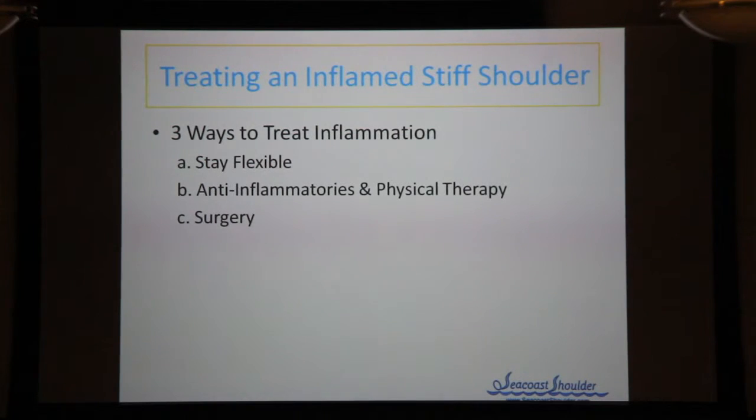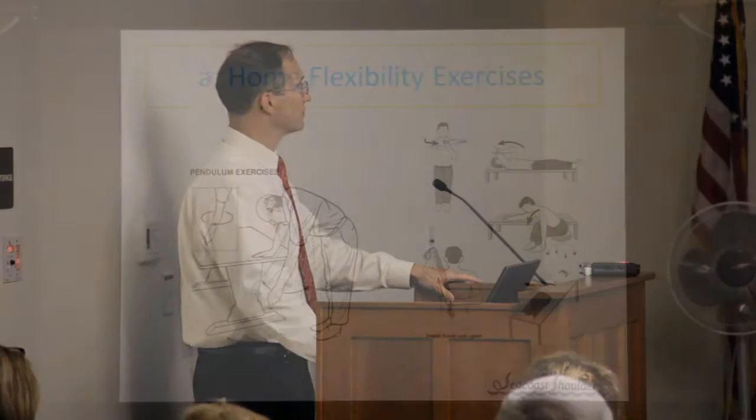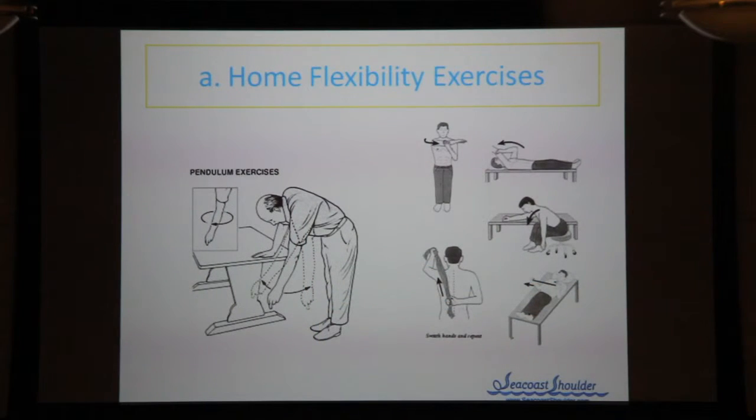So to treat the inflammation, we want to stay as flexible as possible. Many times people will injure their shoulder and put it in a sling thinking we'll protect it, let nature run its course. That's actually a good way to get a stiff shoulder. Anti-inflammatories and physical therapy will help decrease the inflammation, and physical therapy will help you stay loose. And then surgery. So little exercises that can be done.